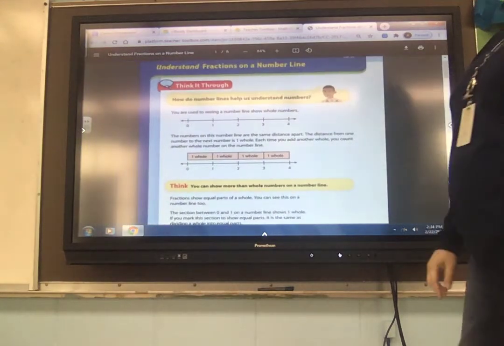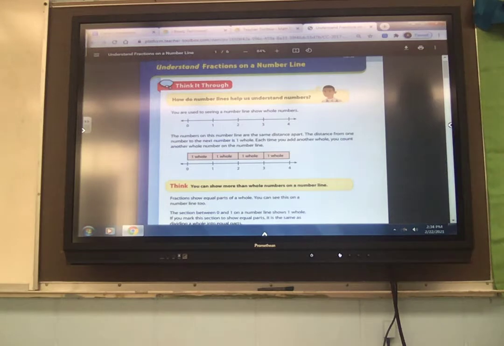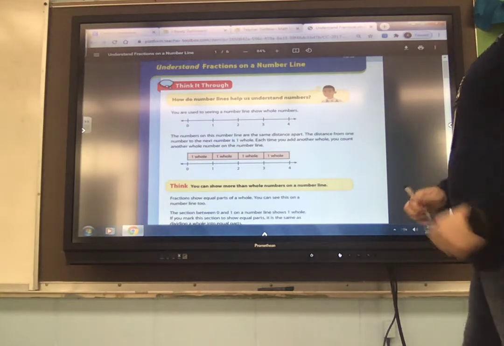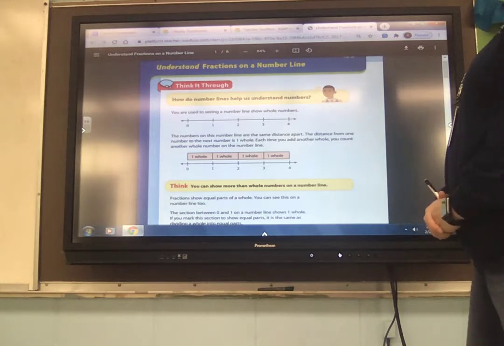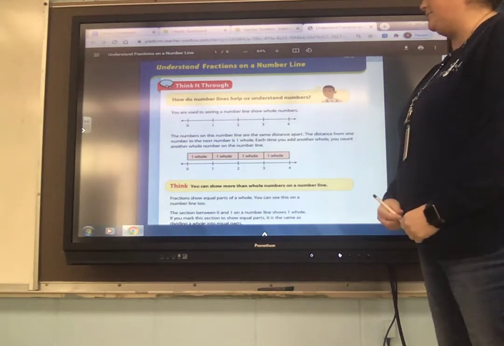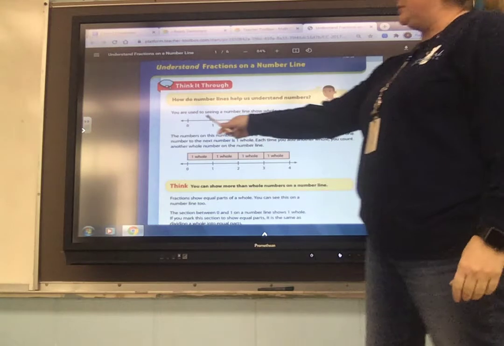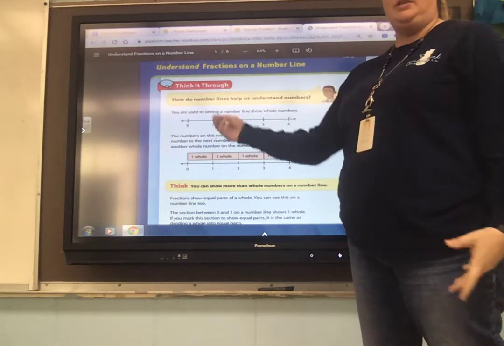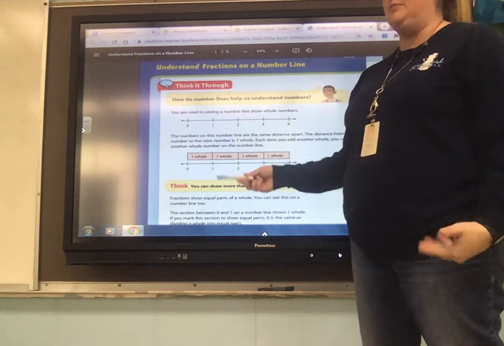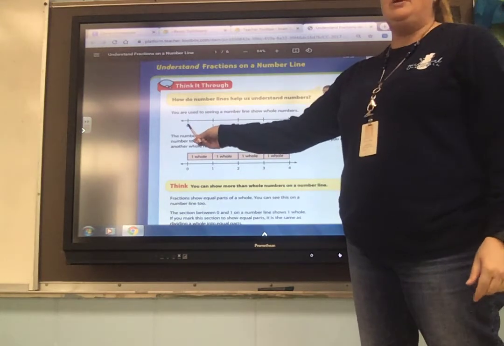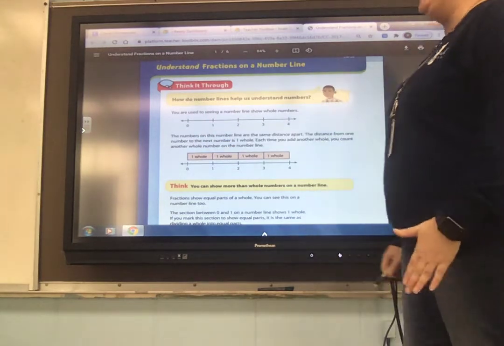It should be a blue page, and the title is Understand Fractions on a Number Line. How do number lines help us understand fractions? You are used to seeing a number line shown with whole numbers, such as this. We've done number lines before. We did number lines with our multiplication facts where we were skip counting. So make sure your number line always starts at 0.